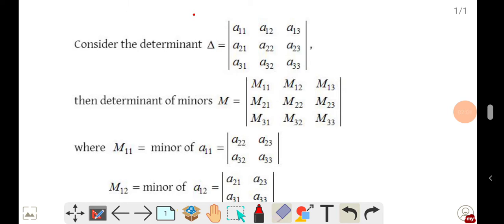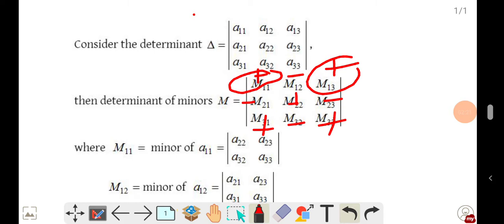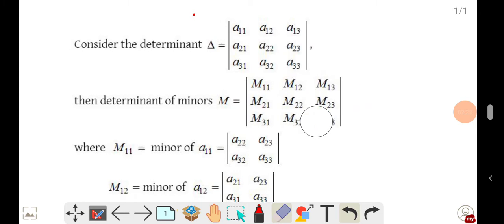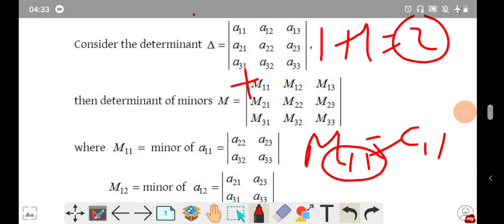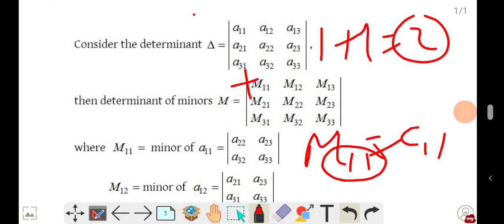Cofactor is sensitive to signs. So those signs, simply what to do? Positive, negative, positive, negative, positive, negative, positive, negative, then positive. That means the positives will not be changed. The positive places, no change. So start with positive, start here with plus, then continue. That means the first minor 1, 1 is the same as cofactor 1, 1. The reason is that 1 plus 1 is 2, which is an even number. In case of an even number, the minor and the cofactor will be the same.